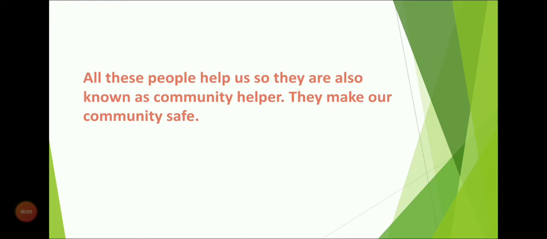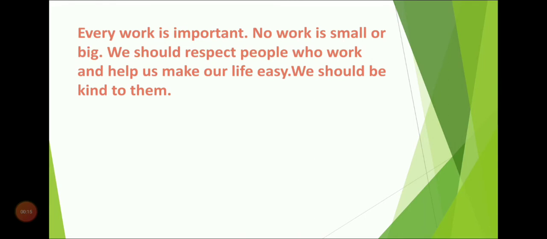Students, all these people who help us are known as community helpers. They make our community safe and pleasant. Students, remember that every work is important. No work is small or big. We should respect people who work and help us make our life easy. We should be kind to them.